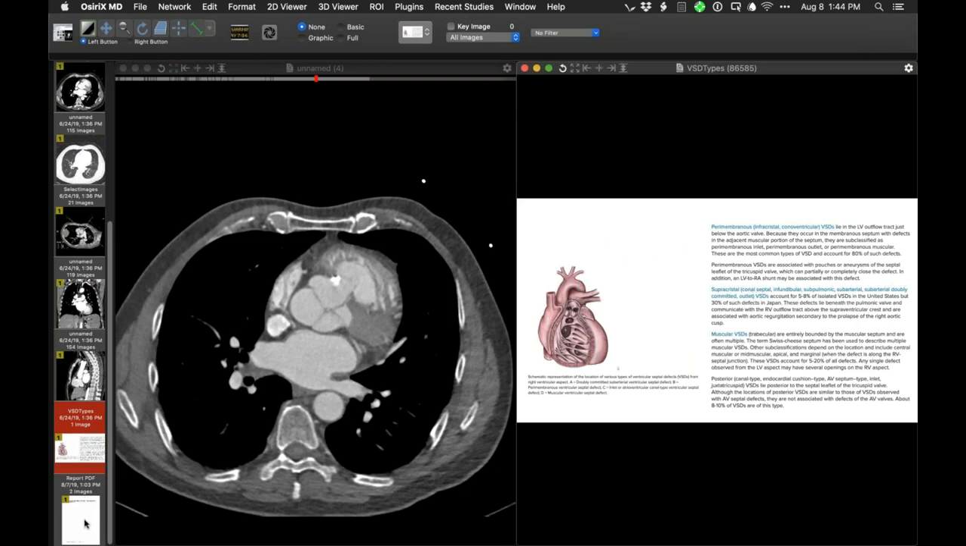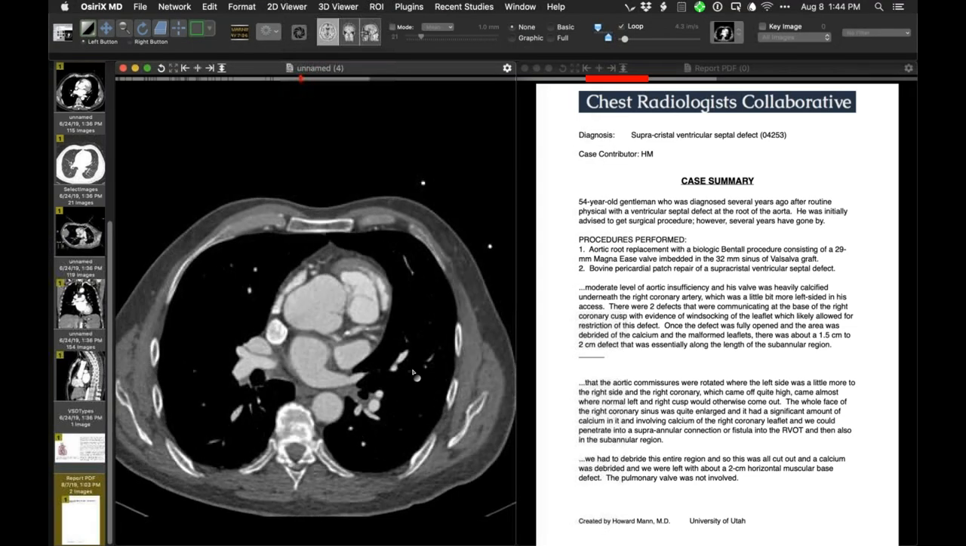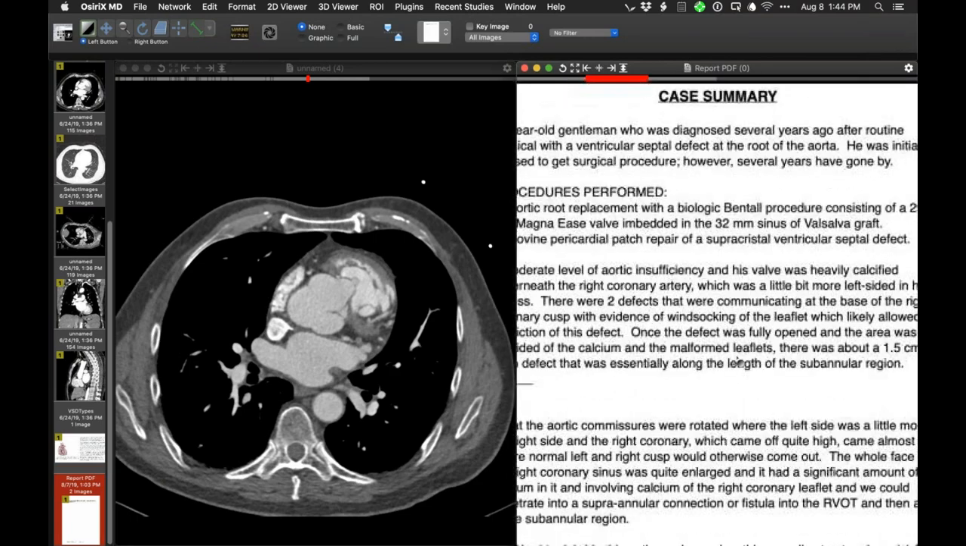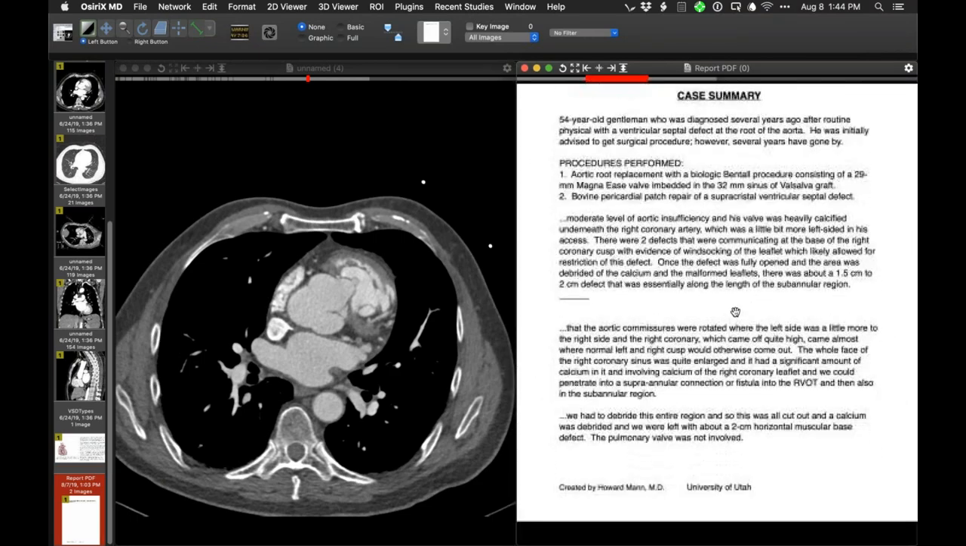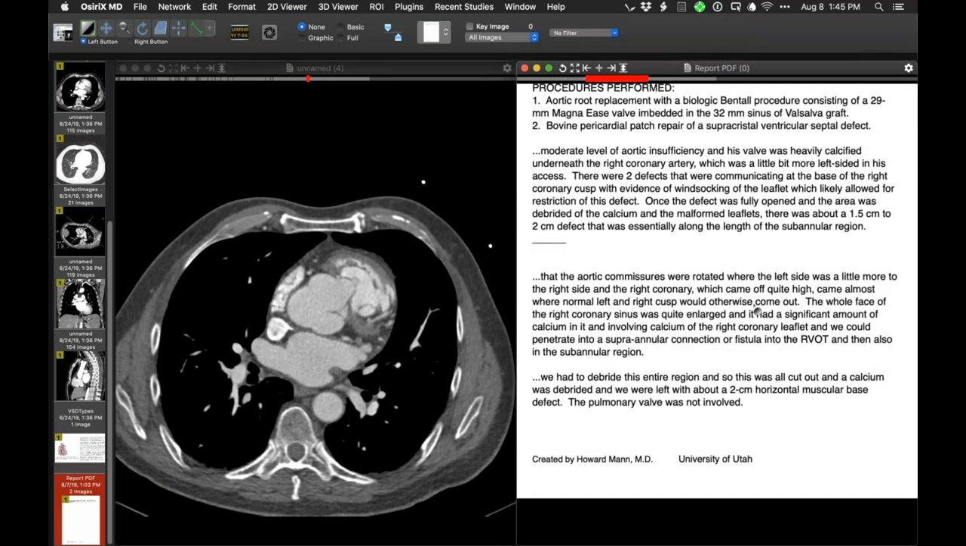And that also correlates really nicely with these excerpts from the procedure that was performed. So you can see what was done in total. But if you read this, you can see how nicely this description and the calcifications correlate with what we see here in relation to the right coronary sinus, the right cusp, and the calcium, as you can see right in here. I think it's maybe one of the first supracrystal VSDs, obviously here with some calcium, that I've seen, and I think a particularly nice example of it, as you can see here.